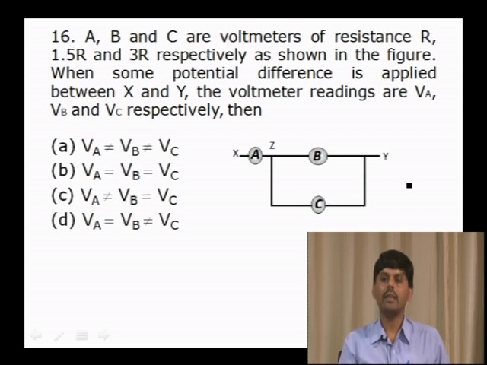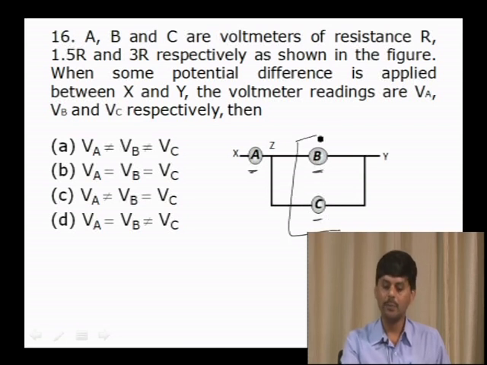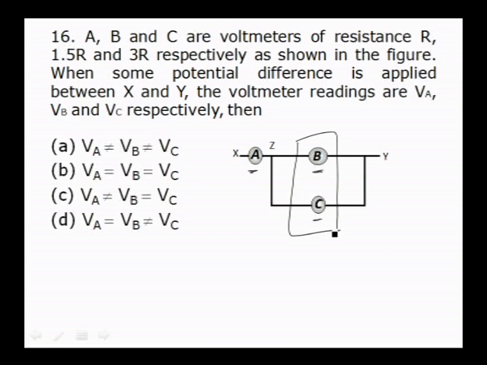Here they have given 3 voltmeters. This is the first one, this is the second one and this is the third one. These two are connected in parallel. According to the problem, this value is 1.5R and this value is 3R, and they are connected in parallel. Find the effective resistance of this combination using Rp is equal to R1 R2 divided by R1 plus R2.